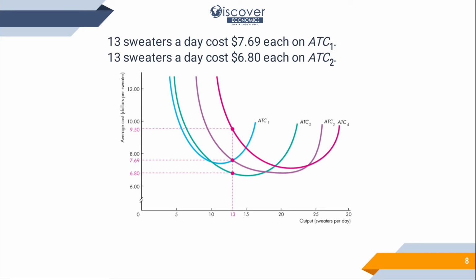That is 9.50. Now let's go to the other, that is the average total cost curve of plant 3. At 13, the per unit cost is 7.69, and at average total cost curve 2, the per unit cost is 6.80. So you can say that plant 2 is more efficient because it is using the least cost while producing 13 sweaters.